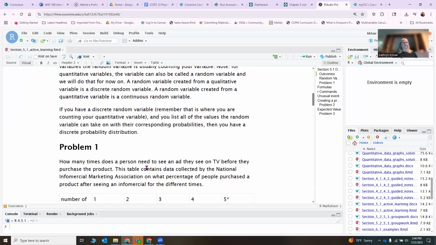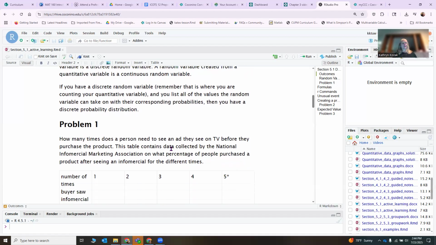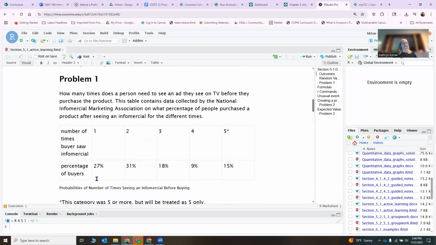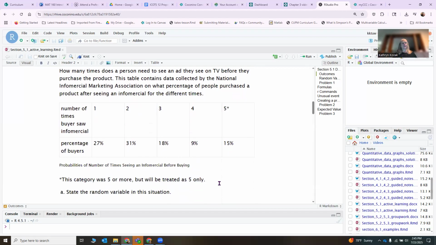So here's an example. How many times does a person need to see an ad on TV before they purchase the product? This table contains data collected from the National Infomercial Marketing Association on what percentage of people purchase a product after seeing an infomercial for the different times. So if you saw it one time, 27% of the people purchased. Saw it two, 31% purchased. Three, 18%. Four, 9%. And five or more is 15%. The category five or more will be treated as just five, just because we can't work with that.